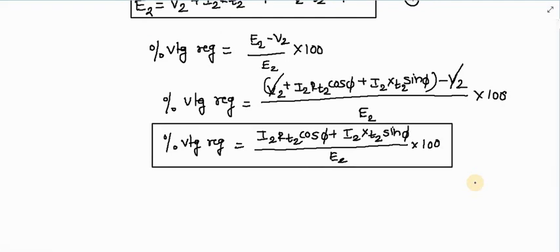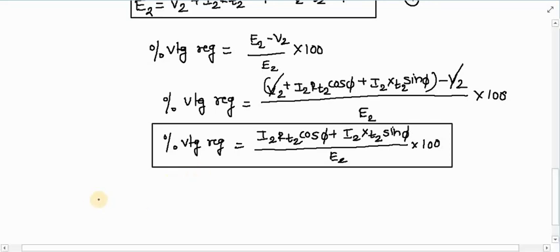In the above expression, the sign is considered as positive. This positive sign is coming for which type of power factor? It is for lagging power factor.